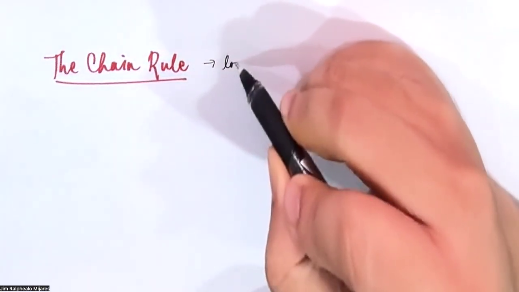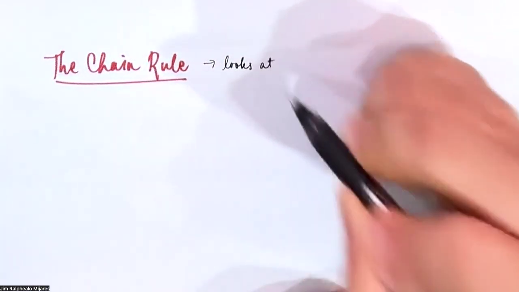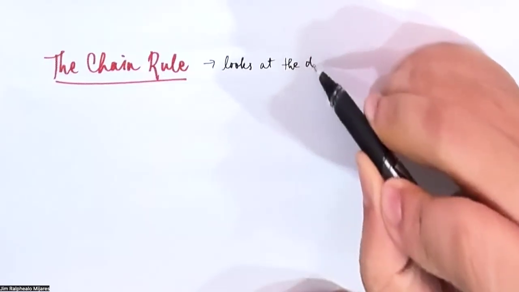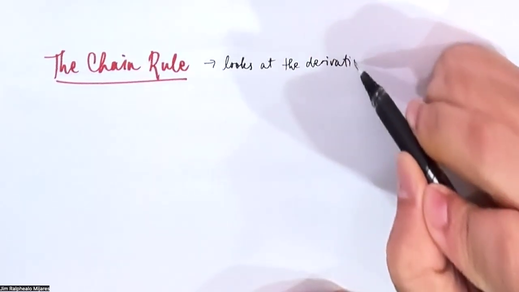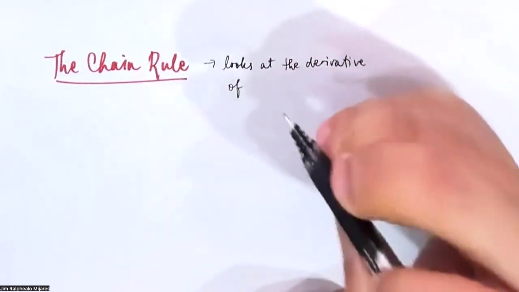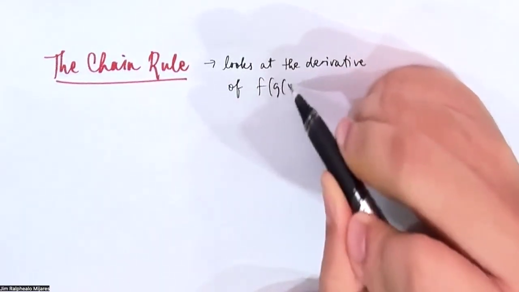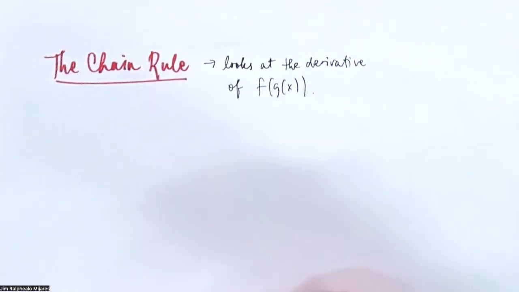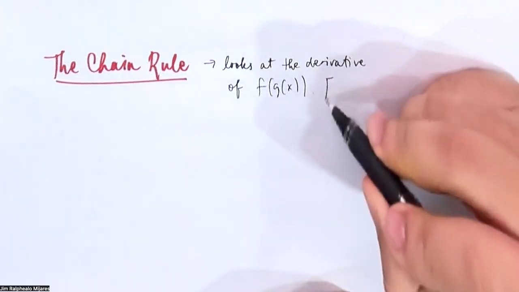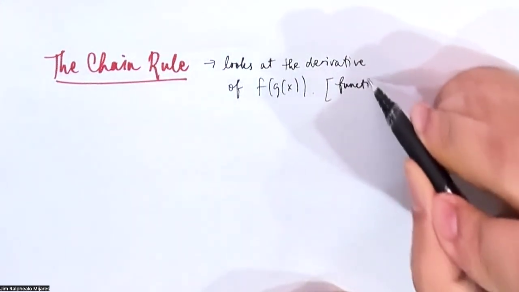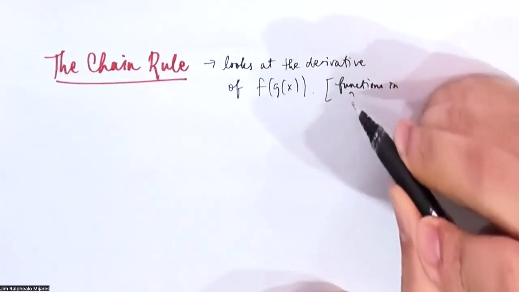Okay. The chain rule looks at functions inside functions. So it looks at the derivative of a function that looks like this, f of g of x. Okay? A function in a function. Functions in functions.